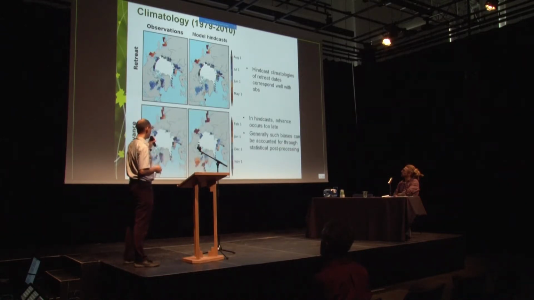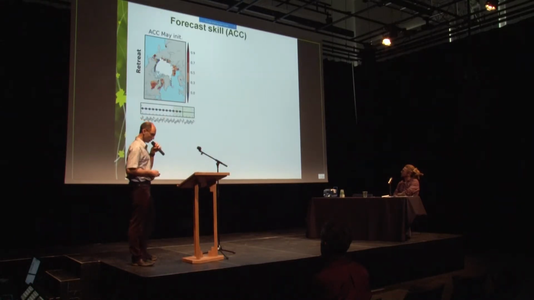Okay, so for the advance date, we have a little bit of a bias. We are about 3 weeks later or so. But generally, these biases can be accounted for by a simple bias correction. And it generally doesn't affect the skill except for the Bering Sea here, where our model simulates too little sea ice or no sea ice at all. So you'll see that our freeze-up forecasts are really affected by that.